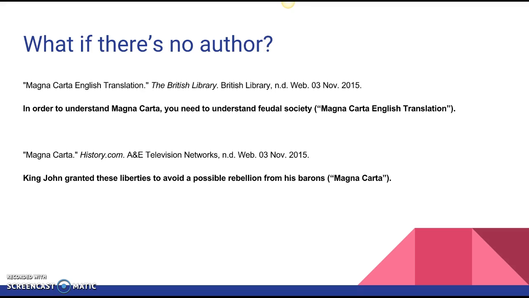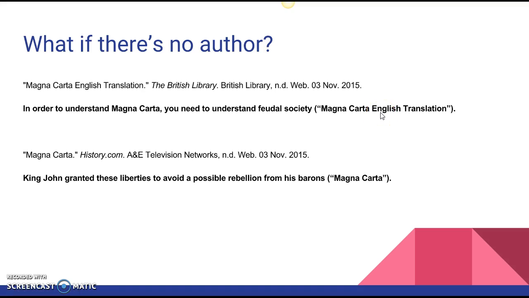Here's a couple more opportunities. Here are my works cited entries, Magna Carta English Translation, and another source just called Magna Carta. I've written a couple of sentences, they're paraphrased, but I need to cite them. In order to understand Magna Carta, you need to understand feudal society. I know it's exciting stuff. Now, what I've done here is I've taken what occurs at the beginning of the citation, Magna Carta English Translation, and I've put that in parentheses.